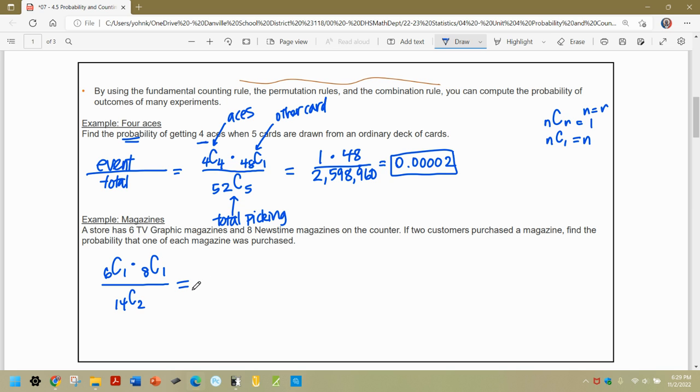So 6C1, or 6 choose 1, is 6. 8C1, or 8 choose 1, is 8. And on the bottom, 14 choose 2 is 91. So that's going to give us 48 over 91, which is 0.527. So it's kind of a 50-50 shot if one of each is going to sell or one of each is not going to sell.